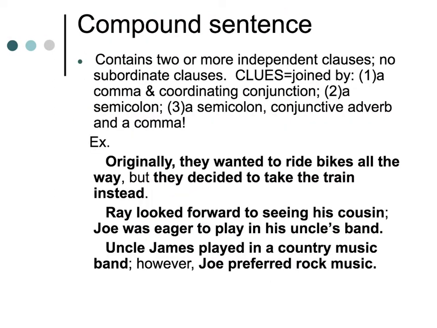The next kind of sentence is a compound sentence. This is where you have two or more independent clauses. There are three ways to create a compound. These three ways are: 1, a comma and a coordinating conjunction, or fanboy.